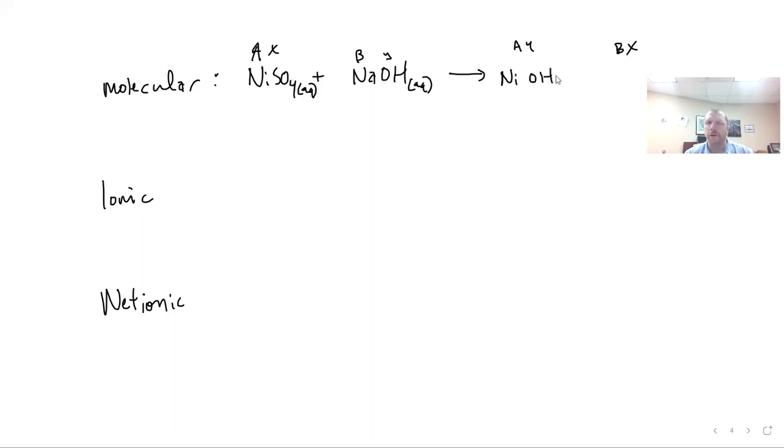Now the question here is, well, is that the right ratio? Is it 1 nickel ion to 1 hydroxide? And I'll tell you that it's not. How do I know that it's not? Well, I know that it's not because sulfate is SO4 2-. I have no charge indicated here. Therefore, this nickel must be a +2 ion. So since nickel is a +2 ion, hydroxide is a -1 ion, I've got to have Ni(OH)2.